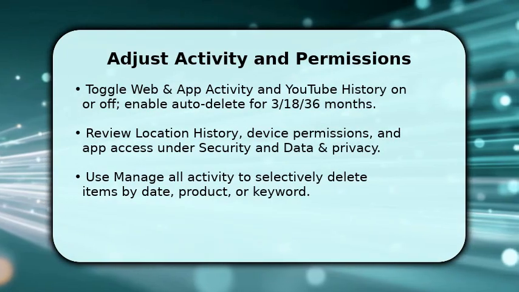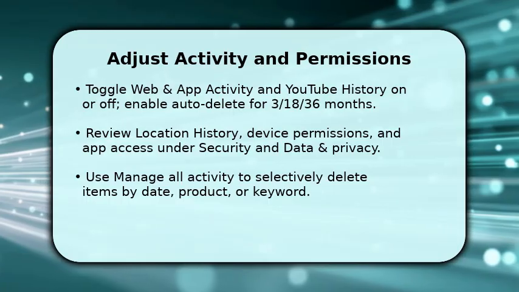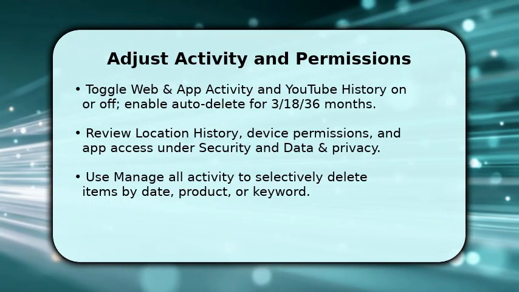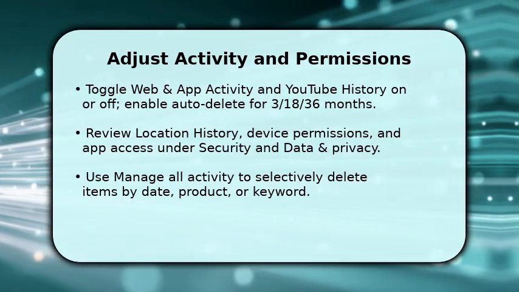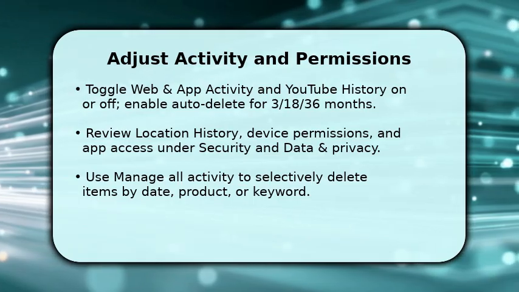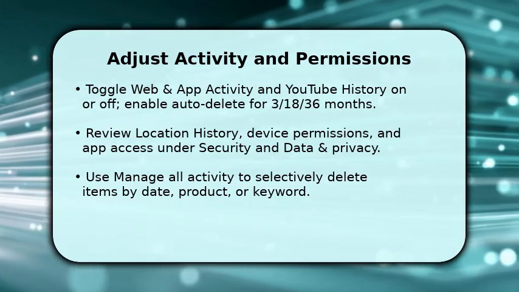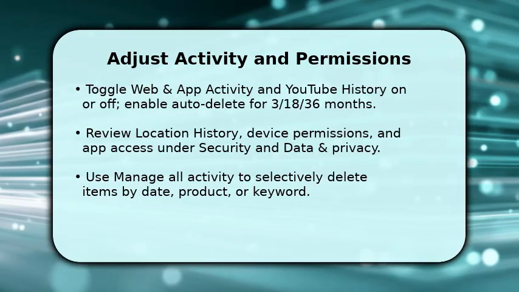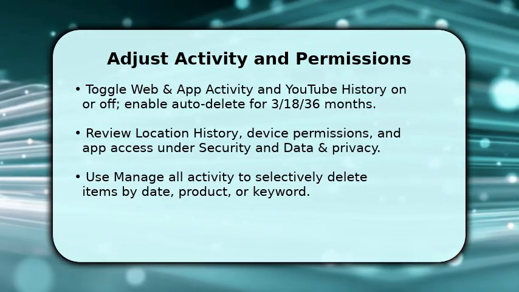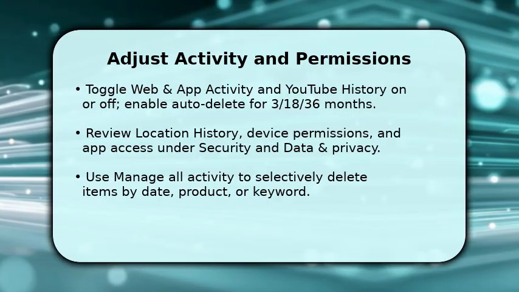Once done with the initial toggles, dive into the more detailed controls. Set auto-delete windows. Choose 3, 18, or 36 months to limit long-term storage and explicitly turn off YouTube or web history if you prefer. Then review location history and device permissions to revoke access for apps you no longer use, and inspect third-party app access under Security.